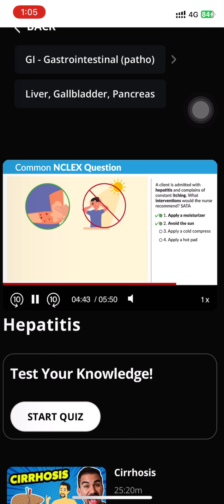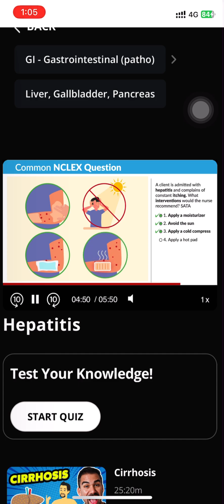Yes. And option 3, applying a cold press. Yes. And option 4, applying a hot pad. No, we want to avoid the hot pads and choose the cold. So, option 1, 2, and 3 are the correct ones here.